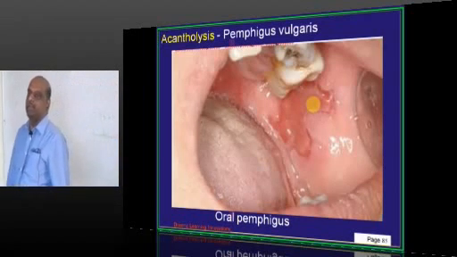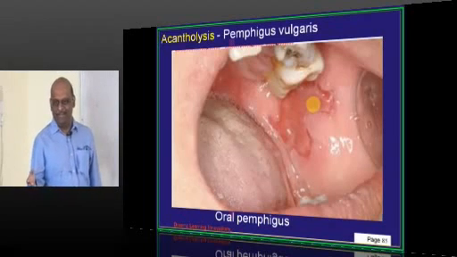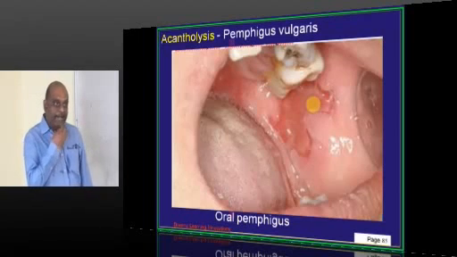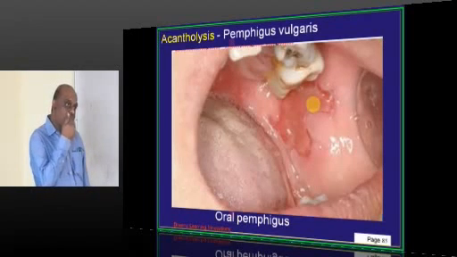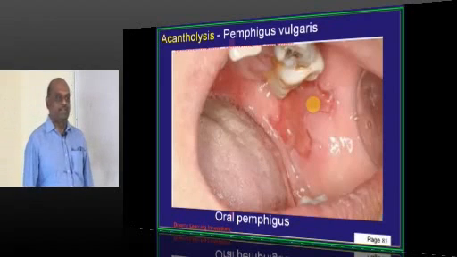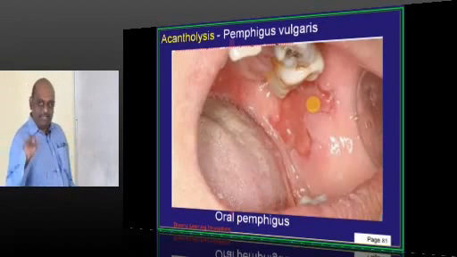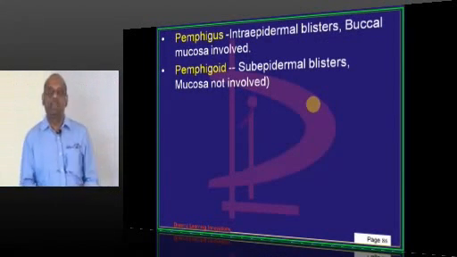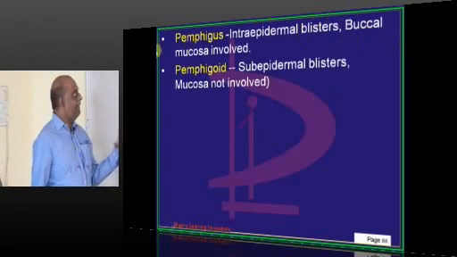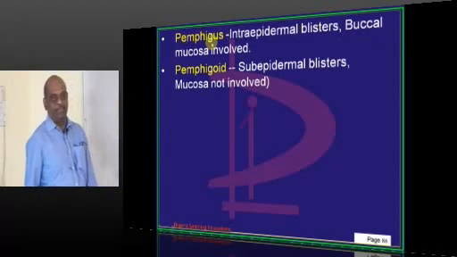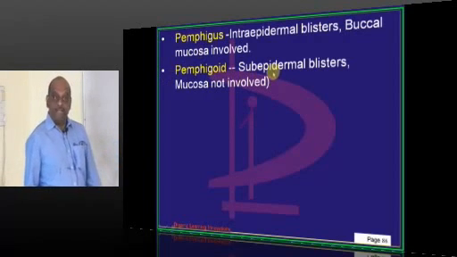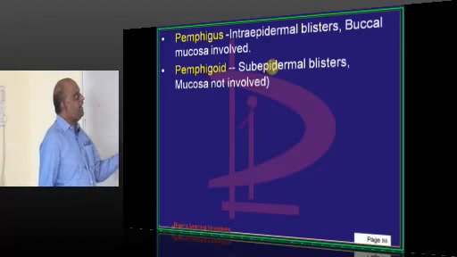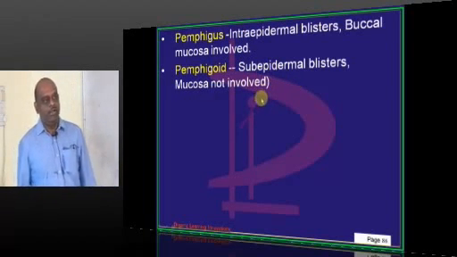How will you remember? People say, "Hey, don't talk vulgar." So you talk vulgar. Talking is done with the mouth. So where is the mouth involved? In vulgaris. So buccal mucosal involvement is vulgaris. So pemphigus versus pemphigoid: intraepidermal blisters and buccal mucosal involvement is pemphigus. Pemphigoid is subepidermal, not intraepidermal. And mucosa is not involved is what I want to underscore.